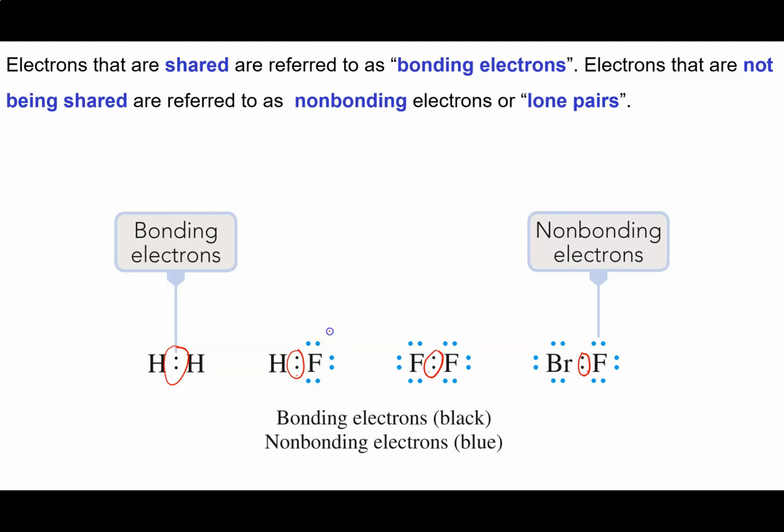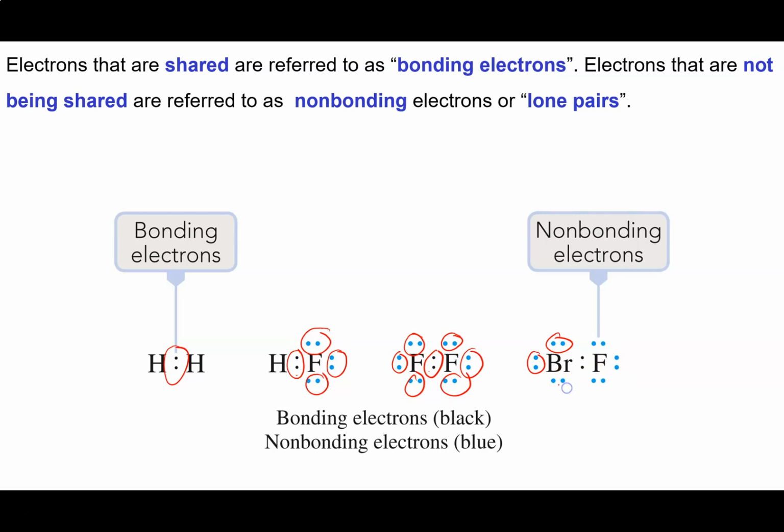Now there are these other types of electrons that are not being shared, they just belong to a single atom, and we call those non-bonding electrons. And non-bonding electrons are often described as coming in lone pairs. So 2 non-bonding electrons is referred to as a lone pair.